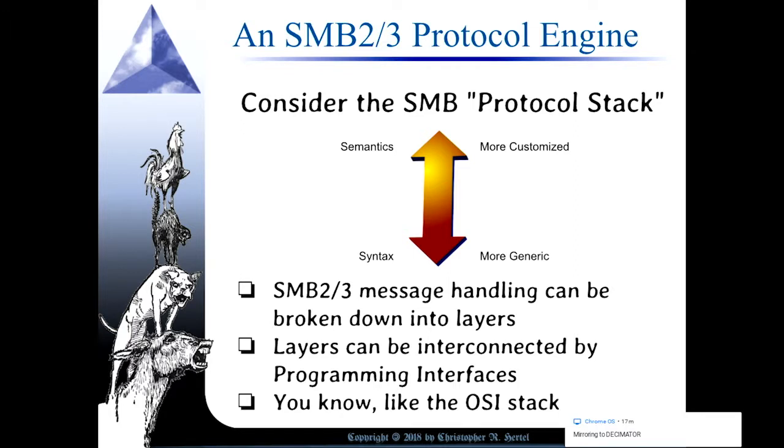Anyway, all right, so SMB. Let's talk about the SMB protocol stack. Everything's got a protocol stack. If it's in computers, it's got a protocol stack. At the bottom layer of the SMB protocol stack, we have the syntax, the basic what goes on the wire, what comes off the wire. At the top, we have the semantics. What does it all mean? What in a deep and cosmic way does it mean?